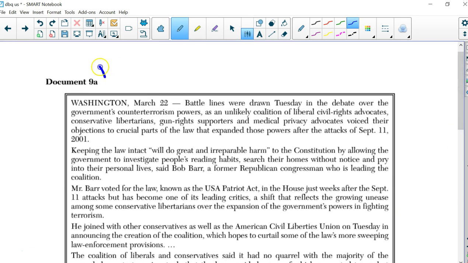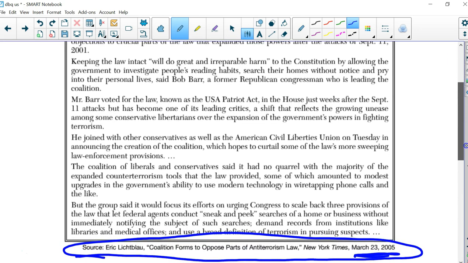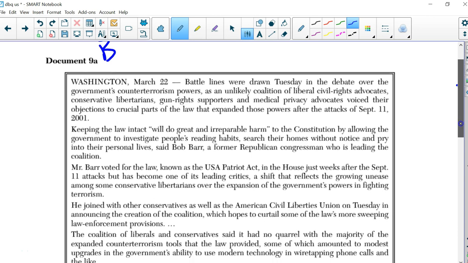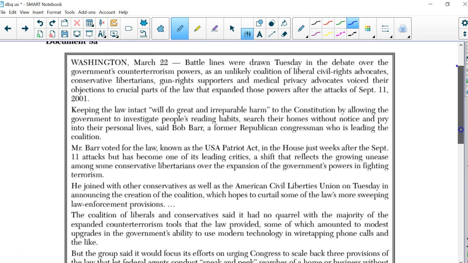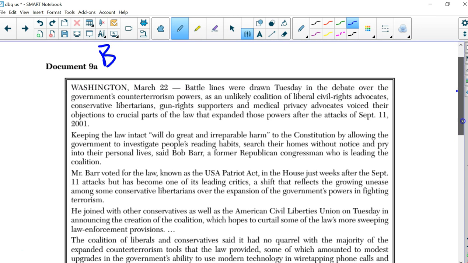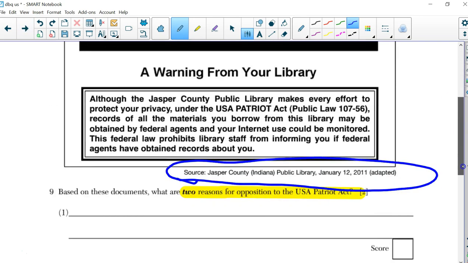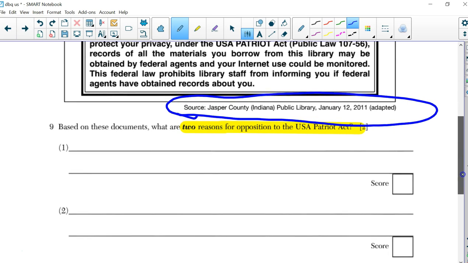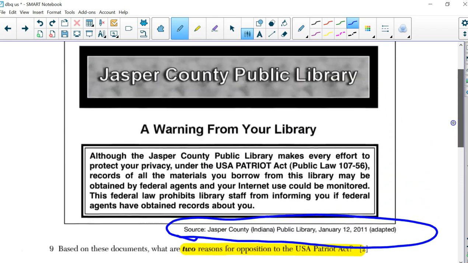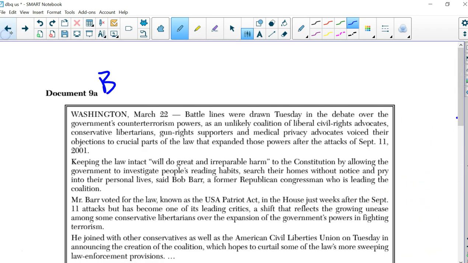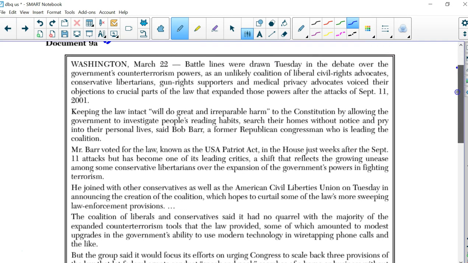If these were not in order, I would write a B next to this, so I remembered it was about Bush. If I was writing about Bush, I wouldn't want to use parts of this to write about Lincoln, because that wouldn't make any sense, okay? So, document 9A, we're looking for 2 reasons for opposition to the USA Patriot Act. Why were people opposed to it?